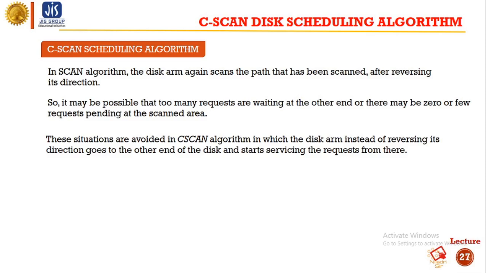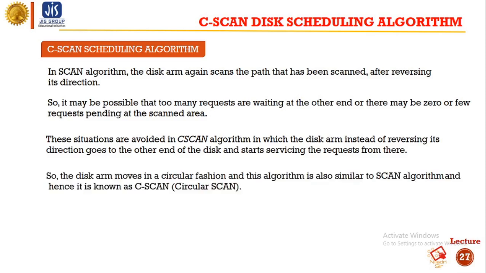Head starts from one end of the disk and moves towards the other end, servicing all the requests in between. After reaching the other end, the head reverses its direction. It then returns to the starting end without servicing any request in between. The same process basically repeats. So the disk arm moves in a circular fashion, and this algorithm is also similar to the scan algorithm, and hence it is known as C-scan or circular scan.